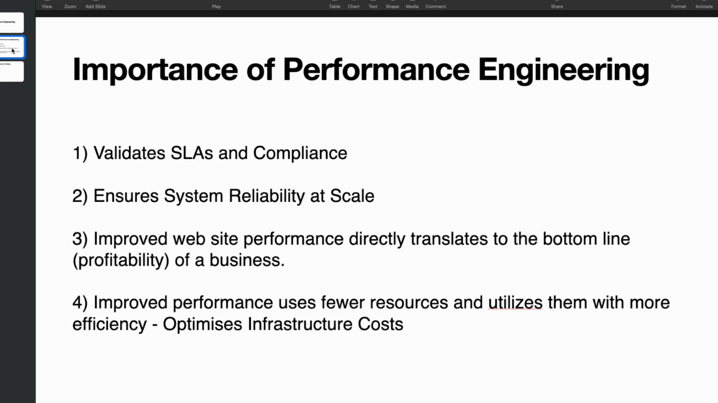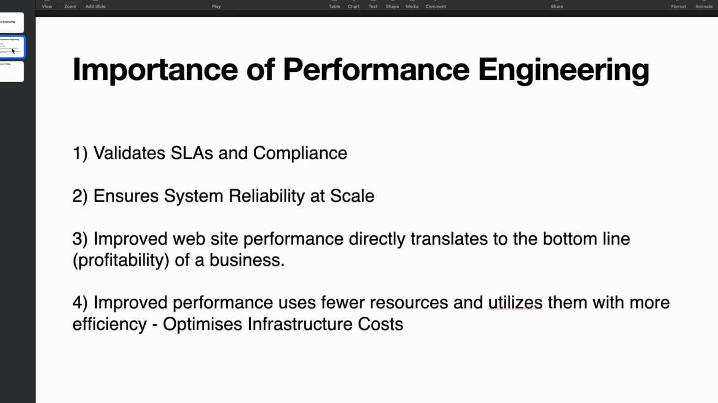The first one says validates SLAs and compliance. Of course, the important thing is what is the SLA? What are the service level agreements and what is the compliance to be met? Let's say you are developing an e-commerce website. Then it might have different requirements. It has to support thousands of users, let's say a million users on some sale days. Now those are your requirements. Obviously, in order to meet those requirements, you have to test whether it is capable at those workloads or not.